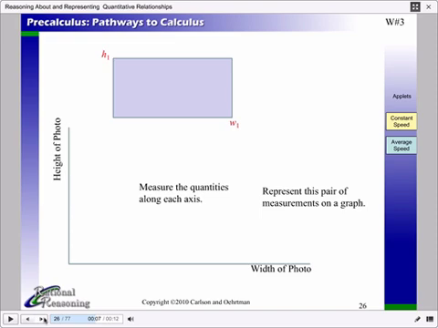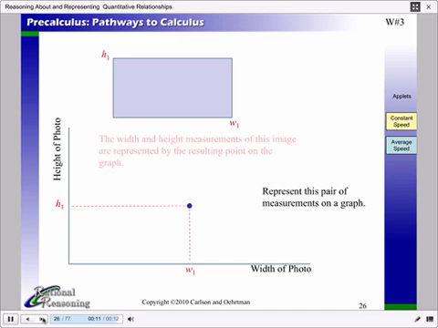That photo, one photo. Right, so we get a point. You come out here on the x-axis for that width quantity, and then up for the height quantity. That gives us a single point, and that point represents a photo. It represents the two values, one of each, the quantity of width and the corresponding quantity of height. So a point represents two values of quantities in correspondence. The width and height are represented by the resulting point on the graph.